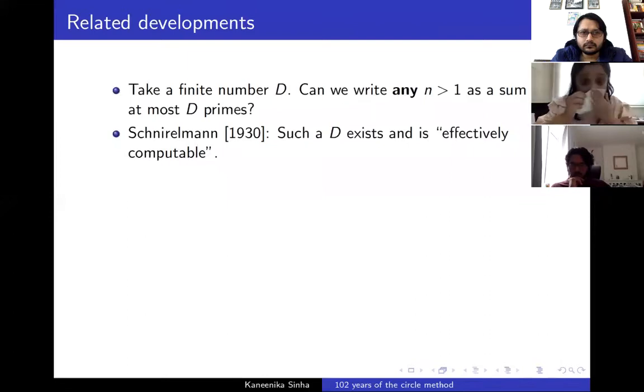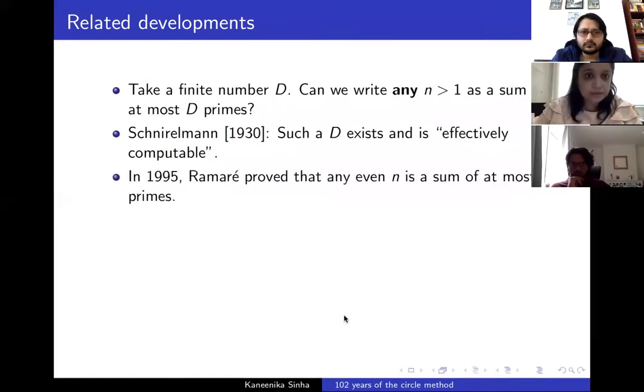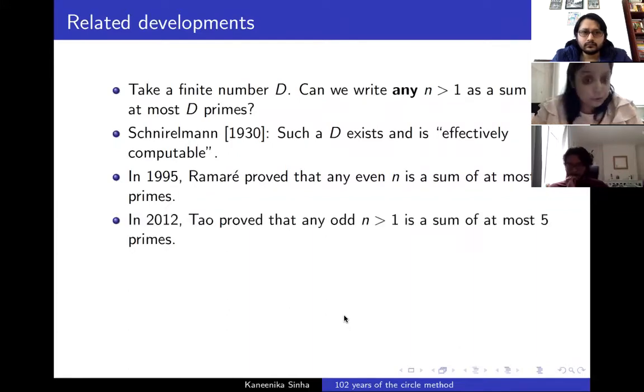His result is not strong enough to give us a value of d. But it is a very remarkable development to even know that such a d exists. In 1995, Ramanujan proved that any even n is a sum of at most 6 primes. And in 2012, Terry Tao proved that any odd n greater than 1 is a sum of at most 5 primes. So this d can be reduced all the way to 6.